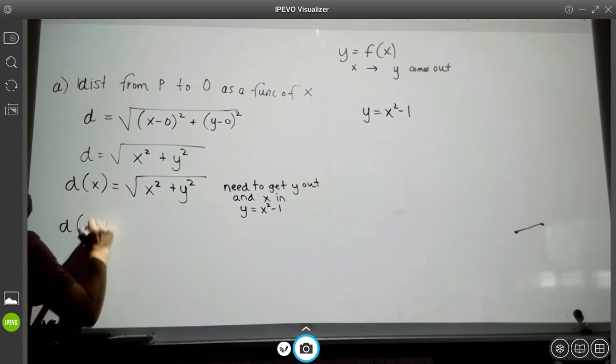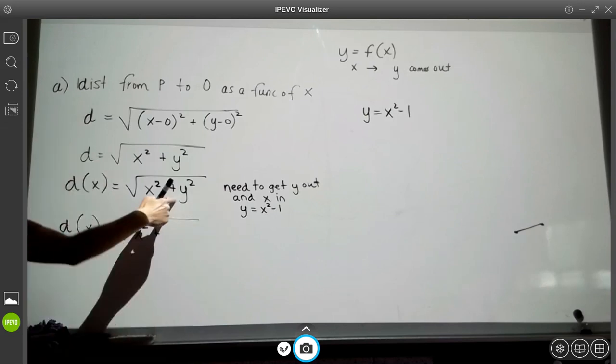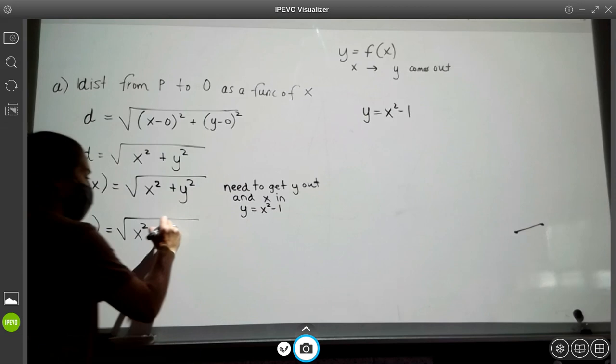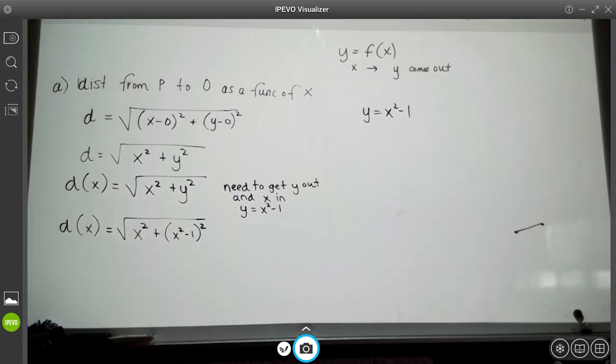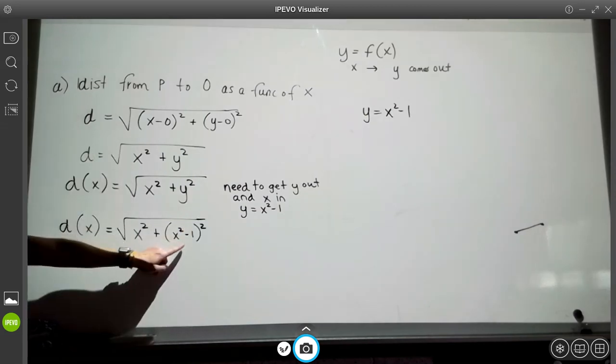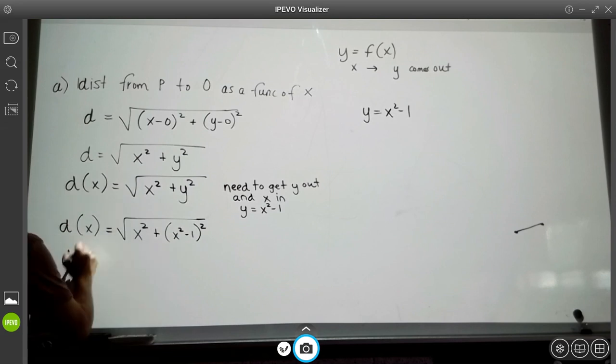So the distance as a function of x will equal the square root of x squared plus, take y out, put what y is equal to in, x squared minus 1 quantity squared. And then all we gotta do is clean that up. That's a FOIL in disguise. So either take it off to the side and FOIL, or clean it up yourself.